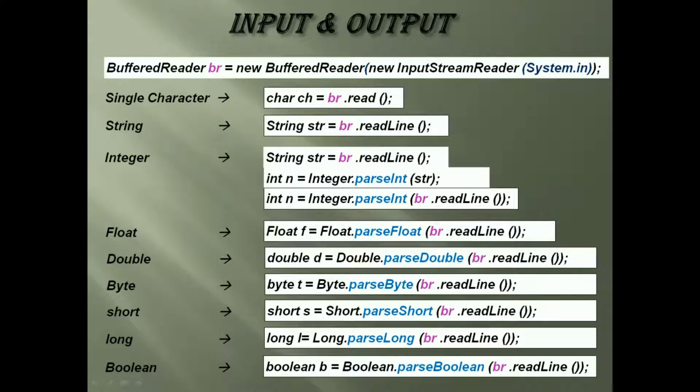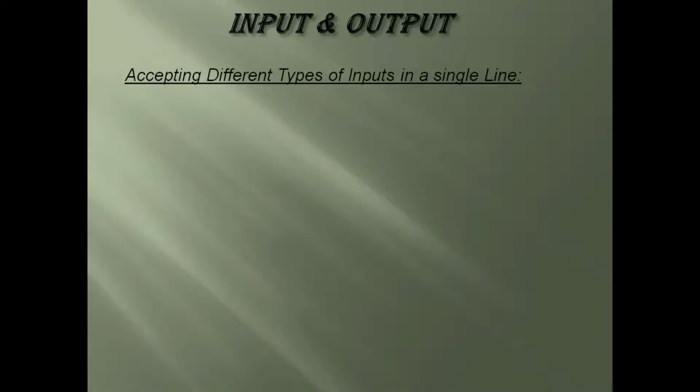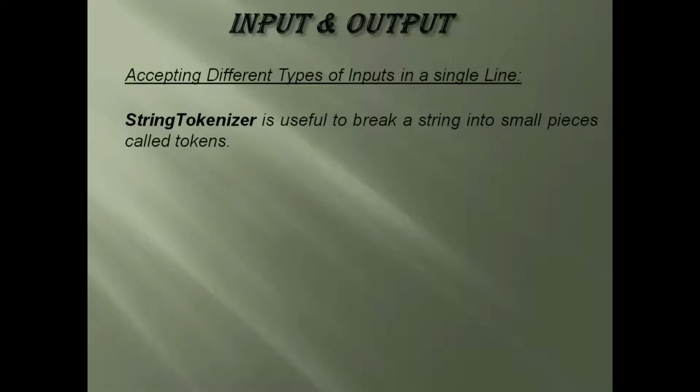Okay, understand? Suppose we want to accept different types of inputs at a time in a single line, then what do we have to do? For that, we will use the StringTokenizer class of the java.util package. What is StringTokenizer? StringTokenizer is useful to break a string into smaller pieces called tokens. Now let's see how it works.